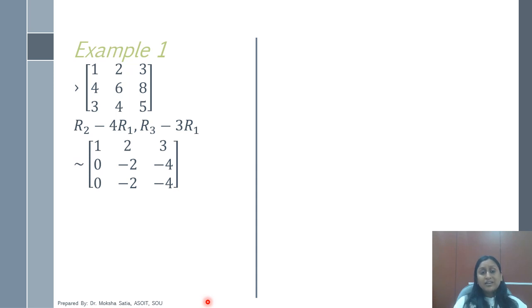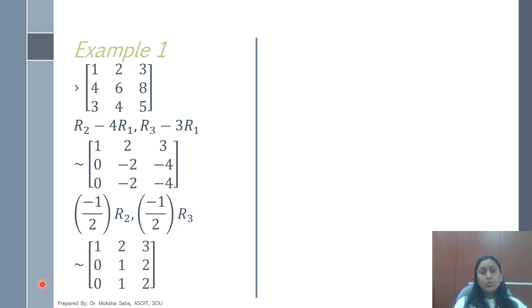Now, for the next operation, we need a leading one over here. So let's multiply the second and third rows by minus 1 by 2. After multiplying by minus 1 by 2 both the second and third rows, we'll have the matrix 1, 2, 3, 0, 1, 2, 0, 1, 2. You can see both rows are the same, meaning the second and third rows are the same.